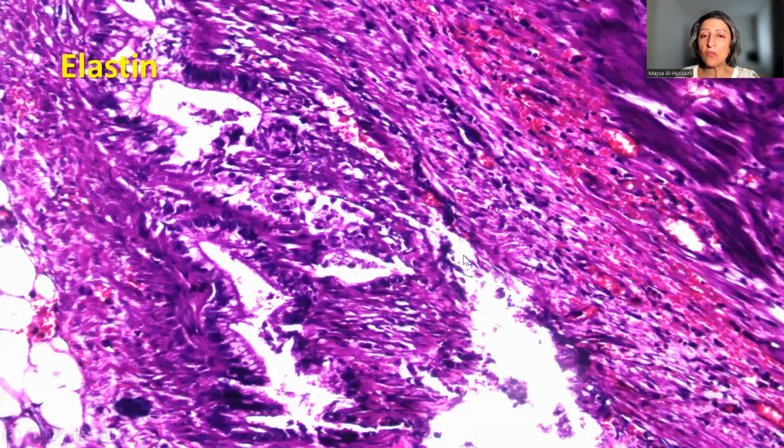Now, in cases of doubt, you can utilize elastic stain, and this is the elastic lamina that should normally be seen in the peritoneum, and we can see that the malignant glands are outside this elastic lamina, which is completely disrupted here, and this would be also equal to perforation. So this case would be really signed out as a pT4a case.